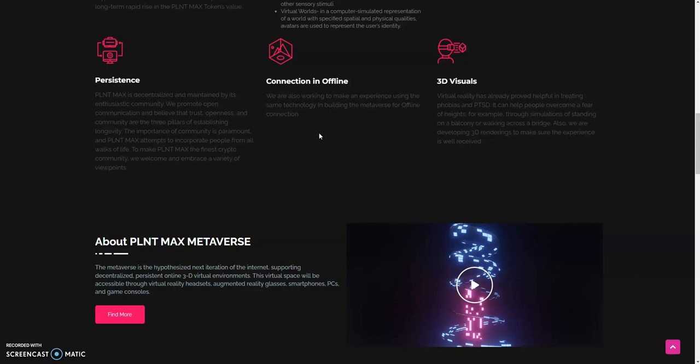Connection in offline. We are also working to make an experience using the same technology used in building the metaverse for offline connection. We have 3D visuals. Virtual reality has already proven helpful in treating phobias and PTSD. It can help people overcome a fear of heights, for example, through simulations of standing on a balcony or walking across a bridge.